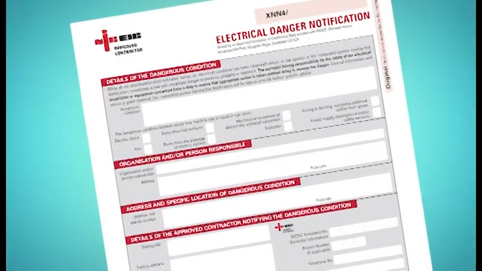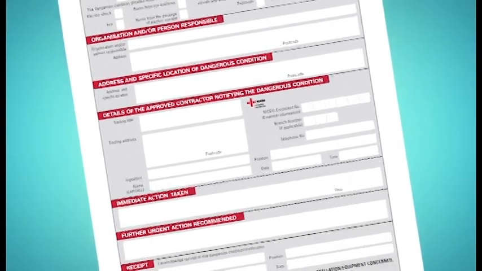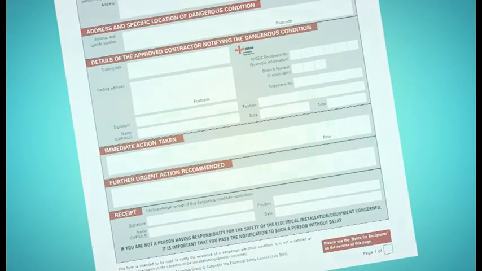So what do you do in that situation? Well, you can issue an electrical danger notification form to the client which notifies them of the issue and tells them what needs immediate remedial action. So that's not really ideal, as the danger still exists and you have no idea if it'll ever be rectified.